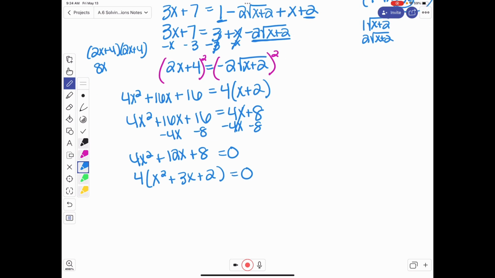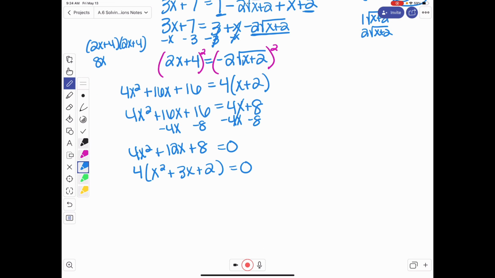Okay, so now I've got my 4 there. 2 numbers that multiply to be 2 and add to be 3 are 2 and 1. So the 4 does not have an x with it, so there's no point in saying 4 equals 0. You don't have an x, you don't have anything to solve.